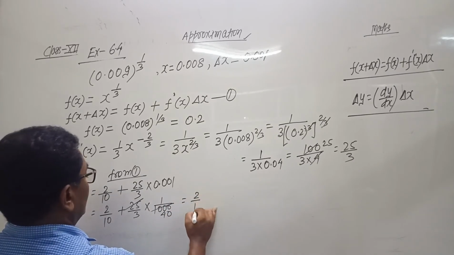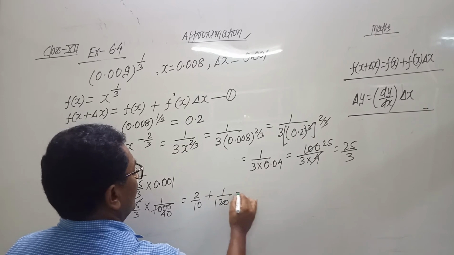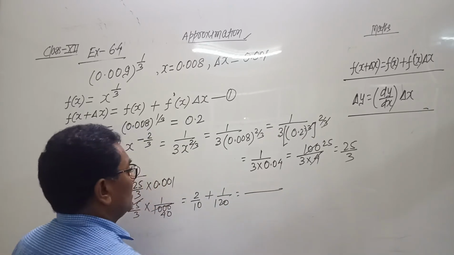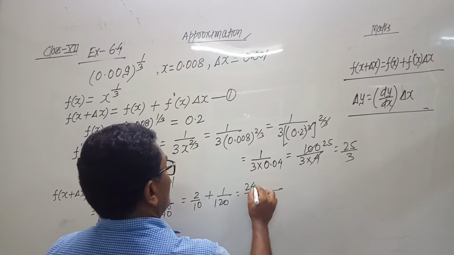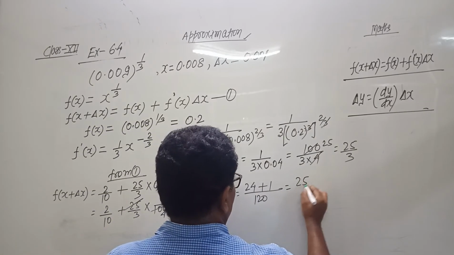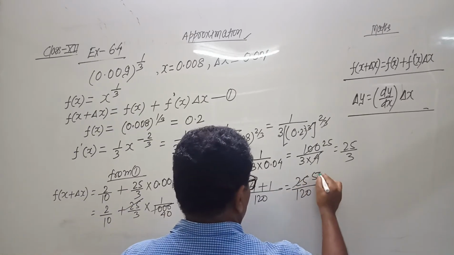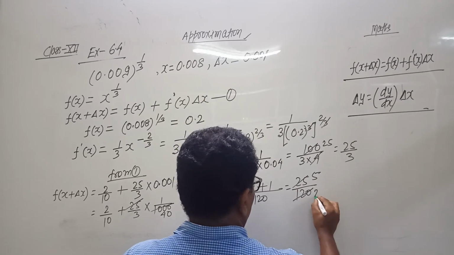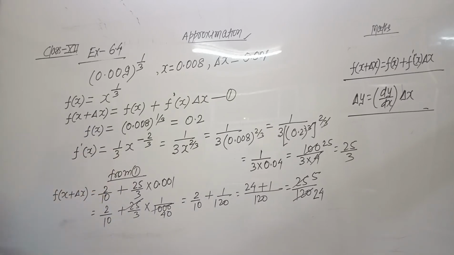So 2 by 10 plus 1 by 40 into 3, 120. LCM is taken as 120. It gives 12 into 10 is 120, and 12 into 2 is 24, plus 1, that is 25 upon 120. Then 5 into 5 is 25, and 24 into 5 is 120. So we get the value 5 by 24.